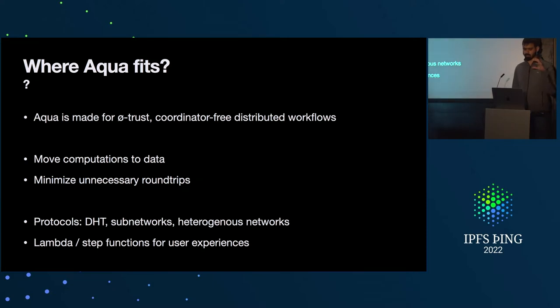One is a low level, like protocols in the libp2p meaning of the word, like DHT or organizing subnetworks, or creating a heterogeneous network with many different algorithms working at the same time. That's basically about infrastructure. Also, Aqua could be useful for delivering user experiences, extracting the value from different distributed algorithms, subnetworks, parts of a heterogeneous network, to provide the value for the user, like with a lambda or step functions.